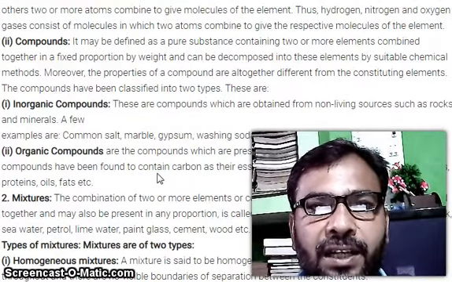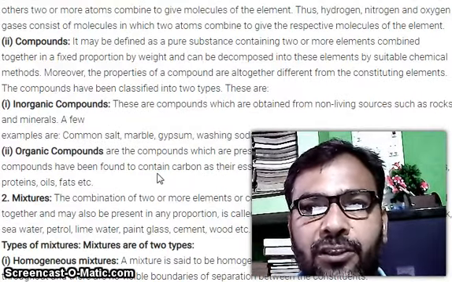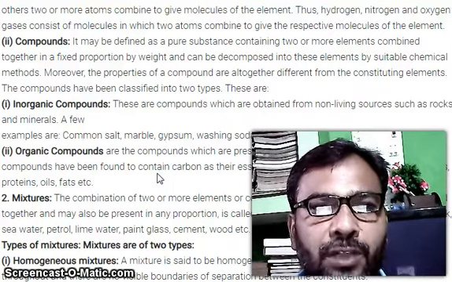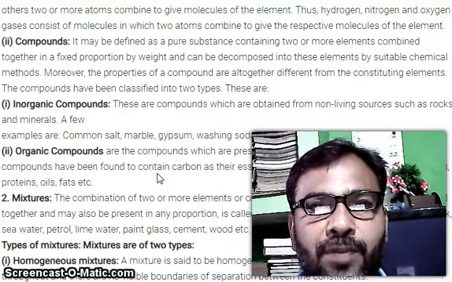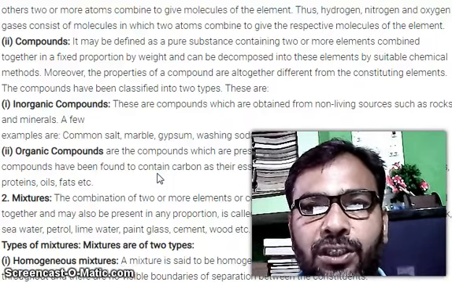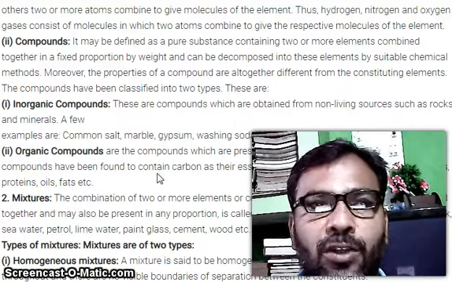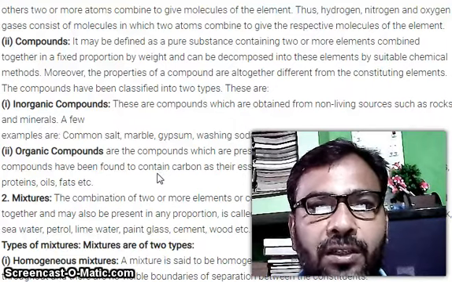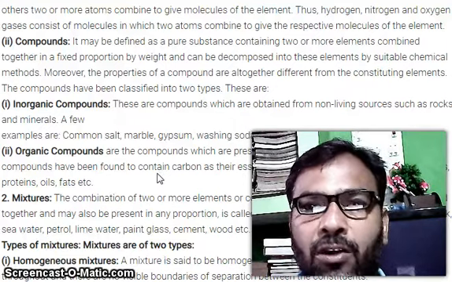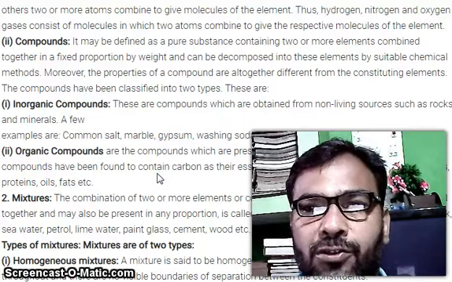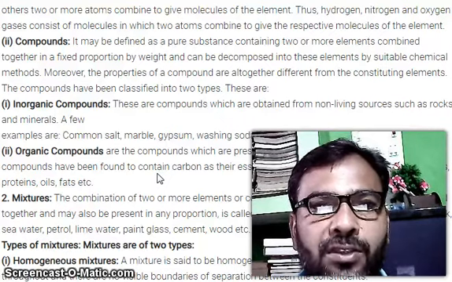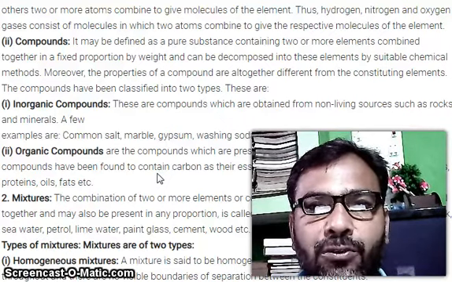It may be defined as a pure substance containing two or more elements combined together in a fixed proportion by weight and can be decomposed into these elements by suitable chemical methods. Moreover, the properties of a compound are altogether different from the constituent elements. The compounds have been classified into two types.